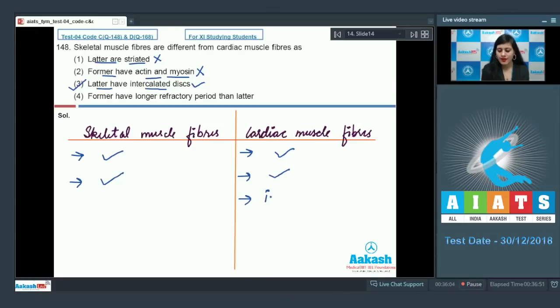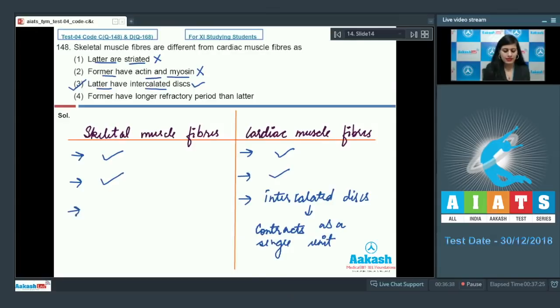Option number 3 is latter have intercalated disc, and this is a correct answer to our question, because cardiac muscle fibers have intercalated discs, because of which the heart contracts as a single unit. On the other hand, the skeletal muscle fibers lack these intercalated discs.